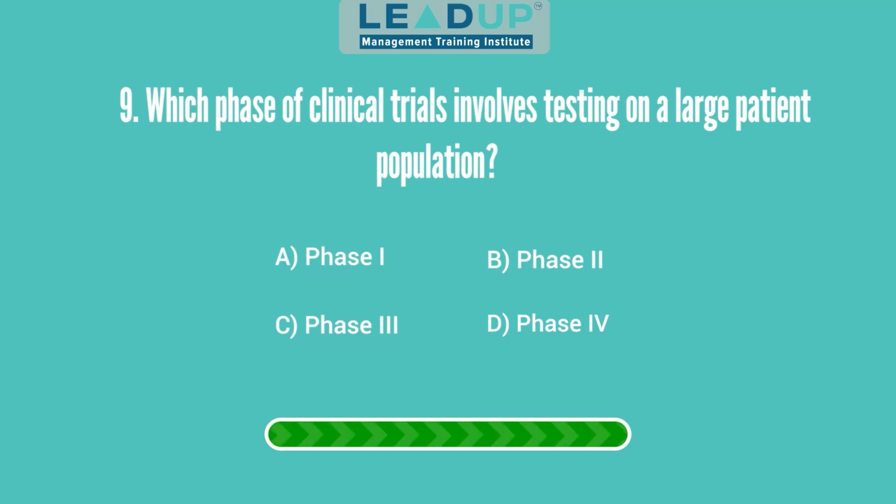Question 9. Which phase of clinical trials involves testing on a large patient population? A. Phase 1, B. Phase 2, C. Phase 3, and D. Phase 4. The answer is Phase 3.